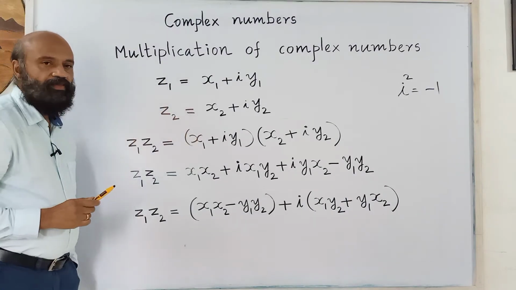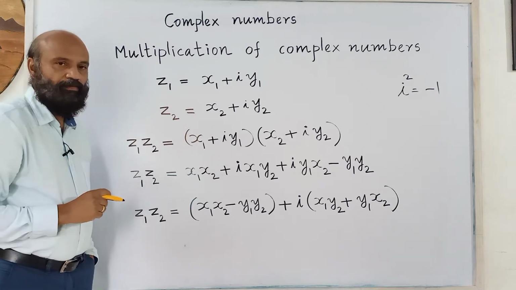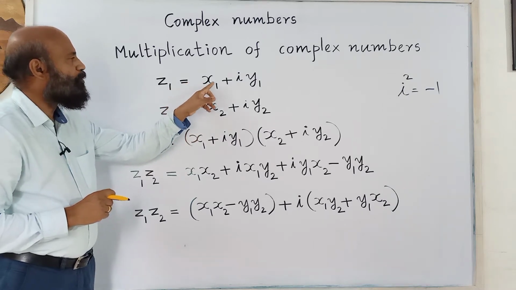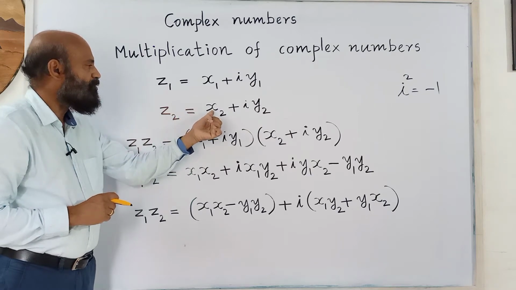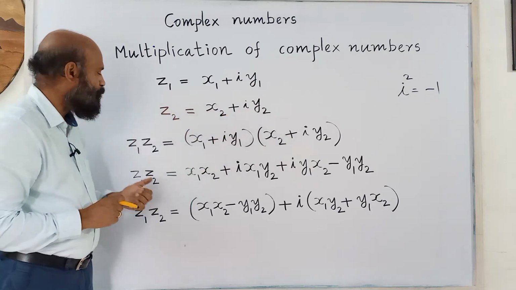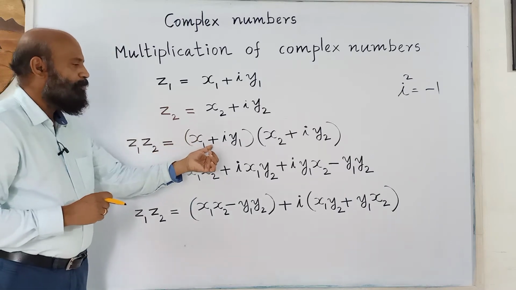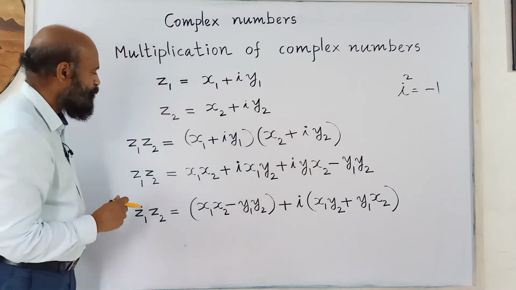In this video, I am going to explain multiplication of complex numbers. Z1 is a complex number, it is x1 plus iy1. Z2 is another complex number, that is x2 plus iy2. Now Z1 into Z2 is equal to (x1 plus iy1) into (x2 plus iy2).